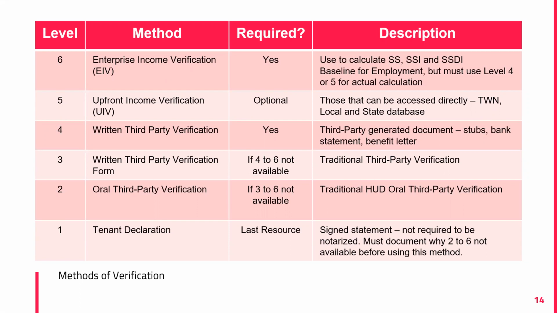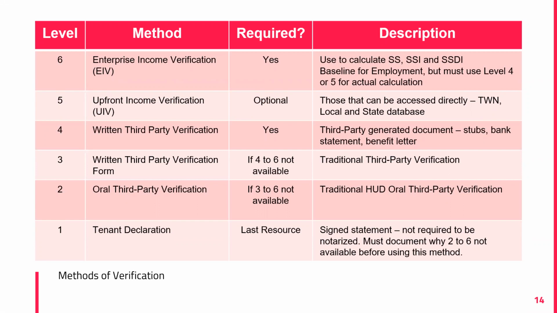Level 3 is the written third-party verification form. This is that traditional third-party verification, which in the tax credit world is what you want, where you don't want the tenant to bring you anything. You want the verification form completed with authorization. You send it to the third party, they fill it out, they send it back, and we show proof of delivery. That's level 3. That is actually less desirable per the PIH office in comparison to things like pay stubs and bank statements.